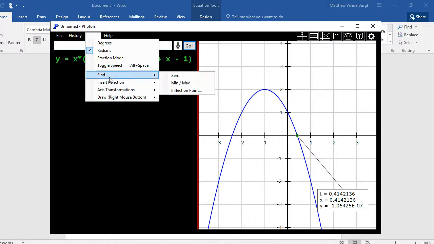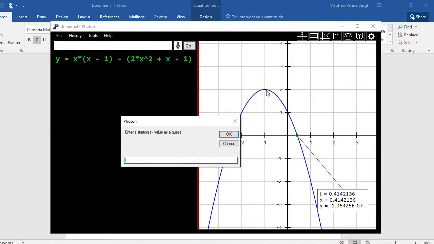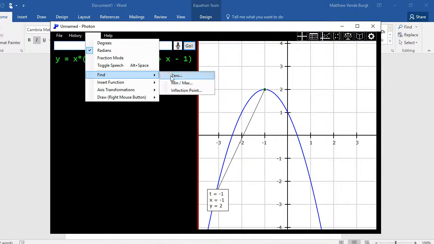Now you're also able to find out more than that. You can also find a minimum or a maximum. It looks like my minimum is at -1, but just to show that it actually does find it, I'm going to type -1.5 as a starting guess, and sure enough it found it at x equals -1, y equals 2.